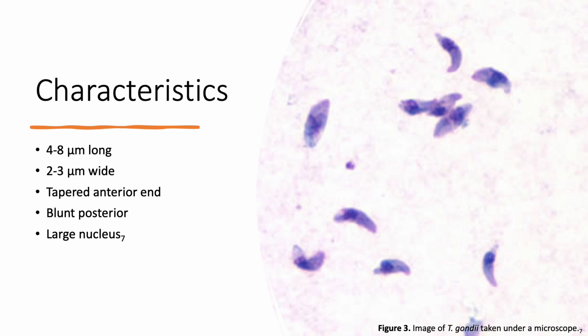When looking at Toxoplasma gondii under a microscope, you will notice a few distinct characteristics. It usually sits between 4 to 8 micrometers long and about 2 to 3 micrometers wide. And if you look at the image on the slide, you can see that it has a tapered anterior end with a blunt posterior. T. gondii also generally has a larger nucleus, which you can also see in the image. The darker spot on each one of the little organisms would be that larger nucleus.